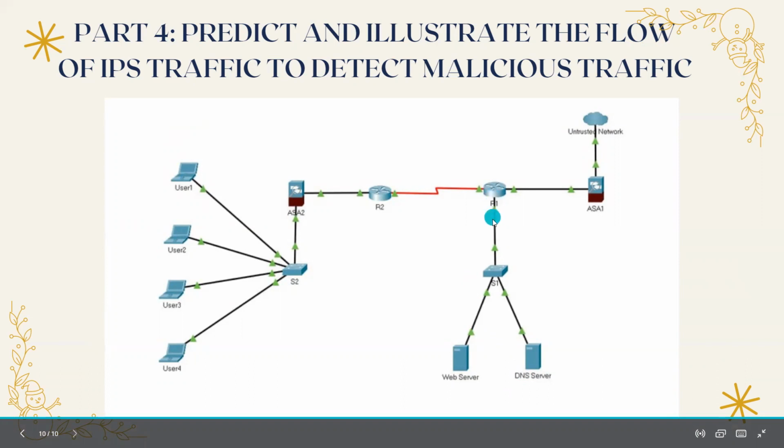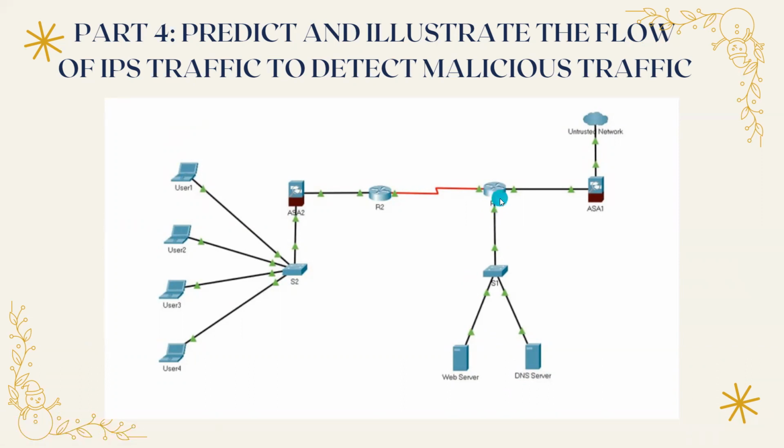So we move back to R1. R1 can connect with R2. R2 can connect with firewall 2, and firewall 2 can connect with switch 2. Switch 2 can connect with the 4 users, which are laptops or PCs. Then we have user 1, user 2, user 3, and user 4, so they connect with the 4 laptops through the switch.